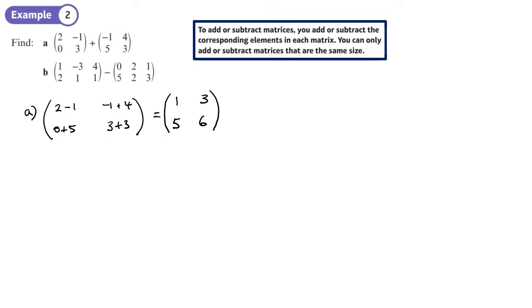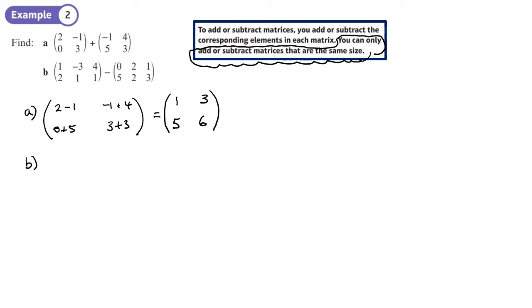So it says here that, I was going to write a sentence down, but it says here that we can only add or subtract matrices which are the same size. They must have the same dimensions, the same height and width. If they don't, you can't do it.